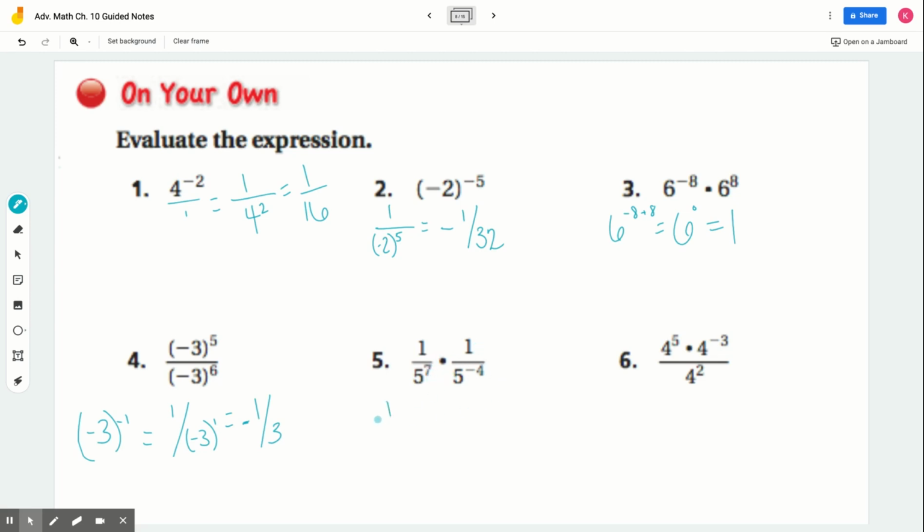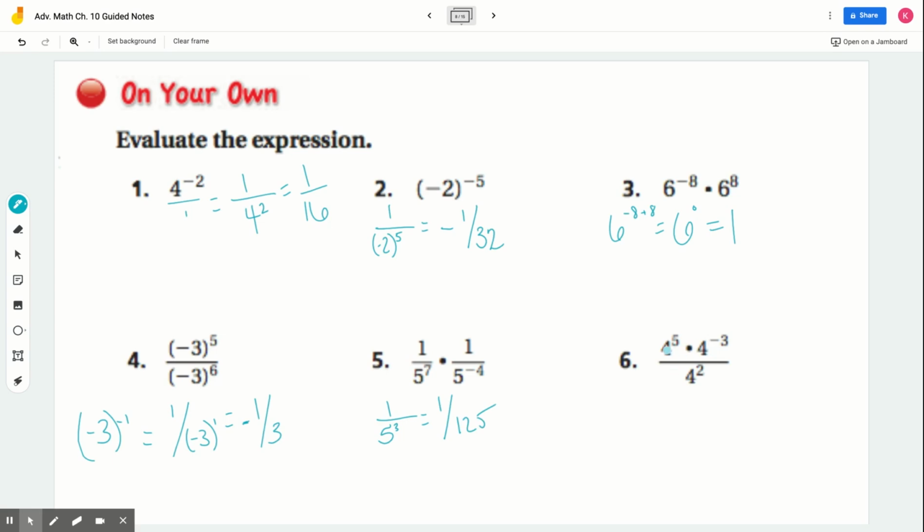Here we add these exponents. So 7 and negative 4 is 3. So 5 to the third power. So this is 1 over 125.